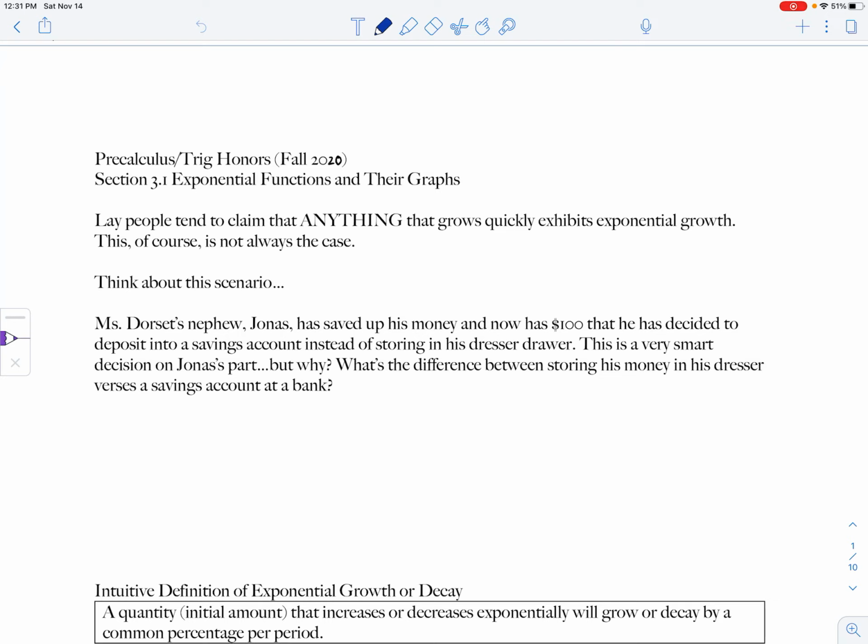Versus if he puts that money into a savings account at the bank, it will actually end up paying him interest. So let's say that every year, and this would be a high percentage, but just to make it simple, let's say that this savings account pays 5% interest annually.